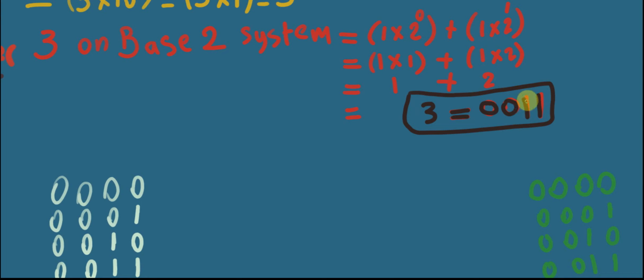I add the two columns just like in the 10 base system. You add the columns together. So 1, 1 in the base 2 system is equal to 3.